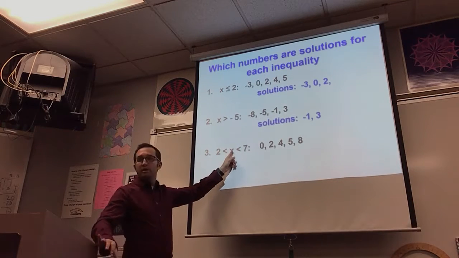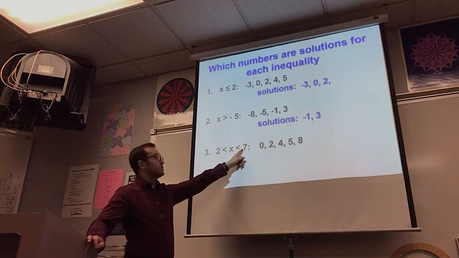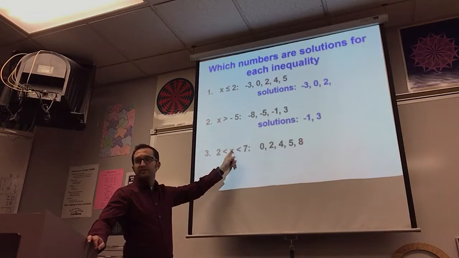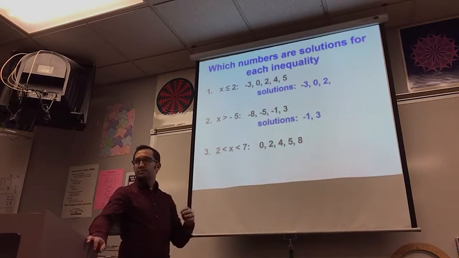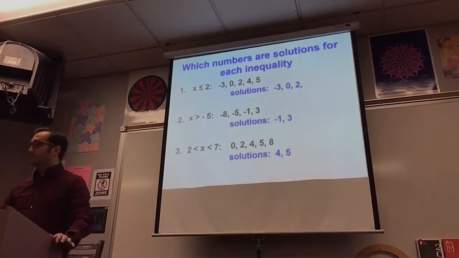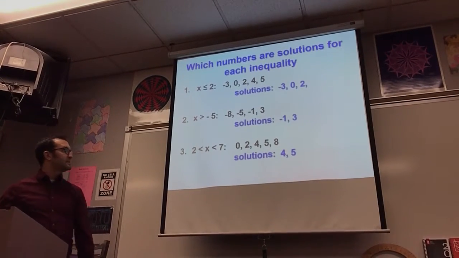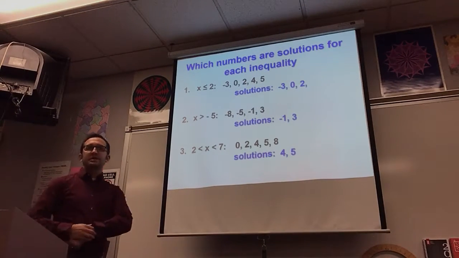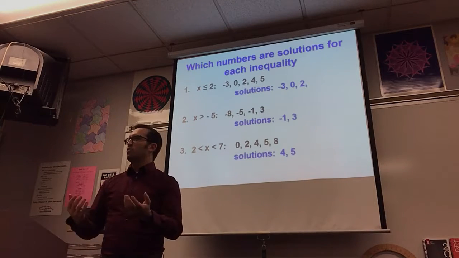Is 2 less than 4? Yes. Is 4 less than 7? Yes. Is 2 less than 5? Yes. Is 5 less than 7? Yes. Good, so which of those answers is actually it? 4 and 5. Yes. So when you're checking to see if a number is a solution to an inequality, what do you do with it?